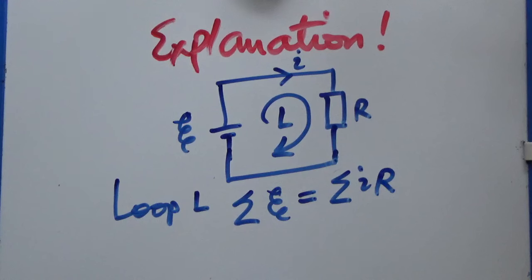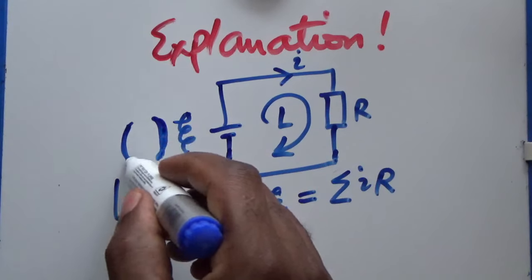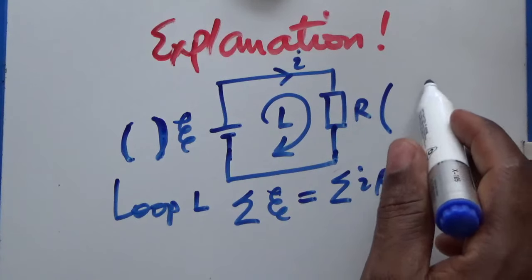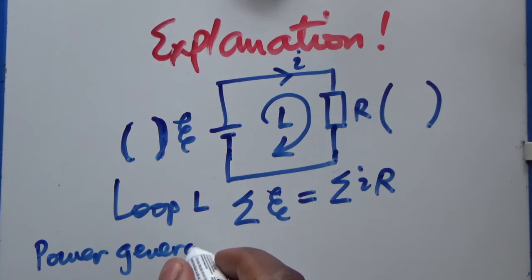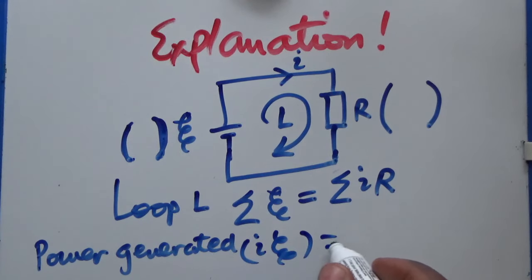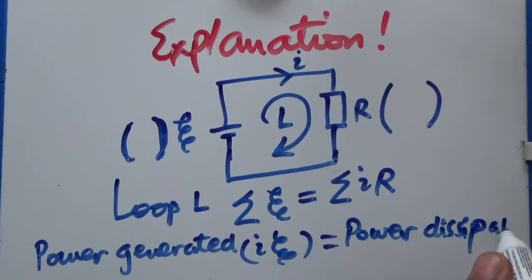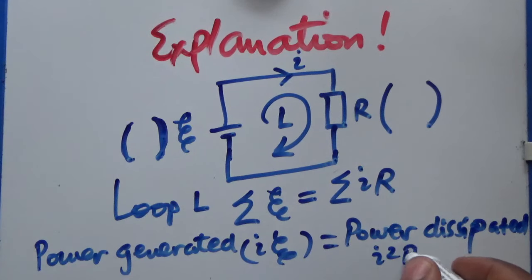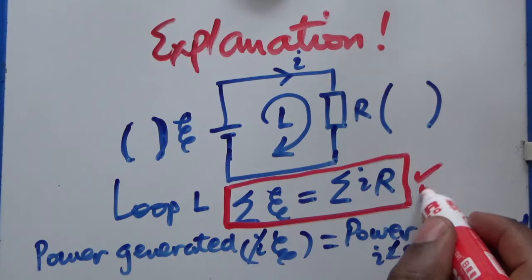How does this come about? It comes from the fact that the power generated by this battery equals the power dissipated in the resistor. So the power generated is IE, and this should be equal to the power dissipated, which is I squared R. This is where we get this I and this I going, and we end up back with this expression: the algebraic sum of the EMFs is equal to the algebraic sum of the potential drops.